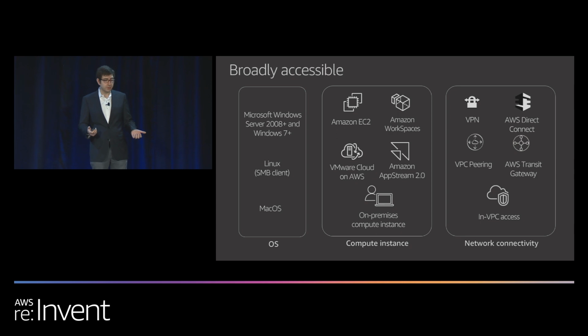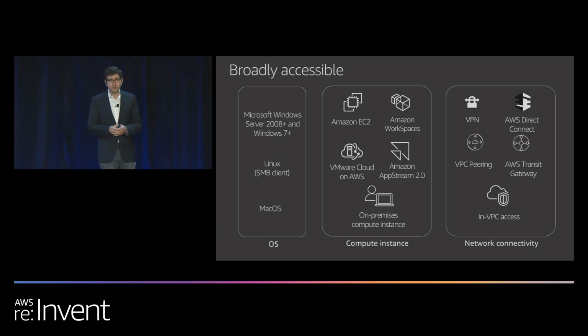In terms of compute instances, of course it's accessible from EC2. It's also integrated with WorkSpaces, with VMware Cloud on AWS, with Amazon AppStream, and you can also access it from on-premises compute instances as well. And for network connectivity, to make all of this possible, we support VPN, we support AWS Direct Connect, so if you're connecting from on-premises, we support VPC peering, AWS Transit Gateway, and of course, in-VPC access.